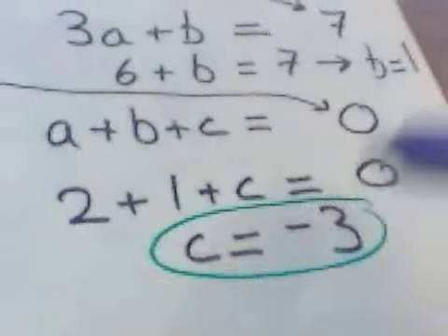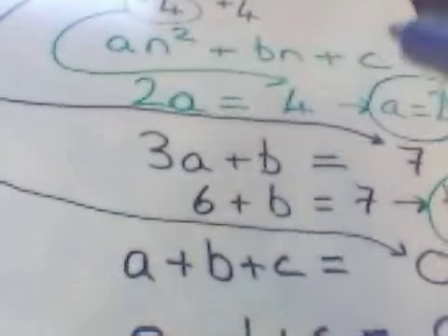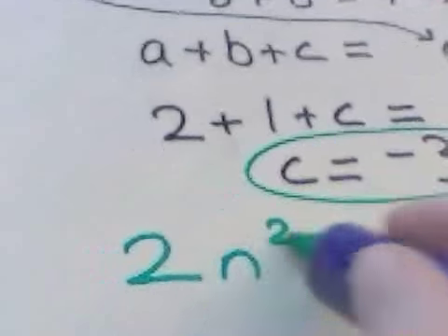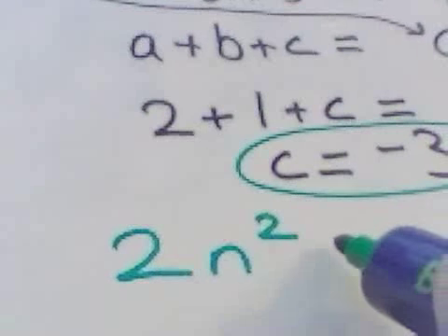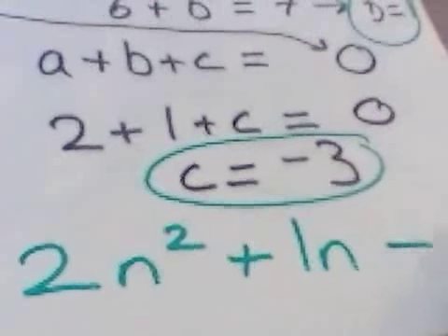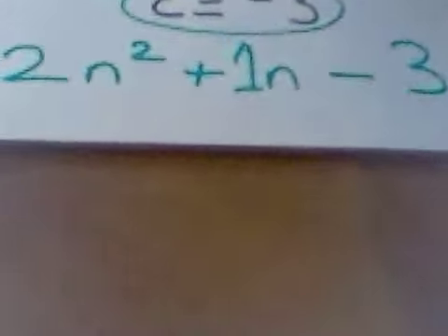At that point you've got c, you've got b, and you've got a, and you just substitute them back into this sequence nth term. So we would have 2n squared plus 1n minus 3. That's a very complicated thing to do, I will admit, but if you can remember how to do that, that would be great.